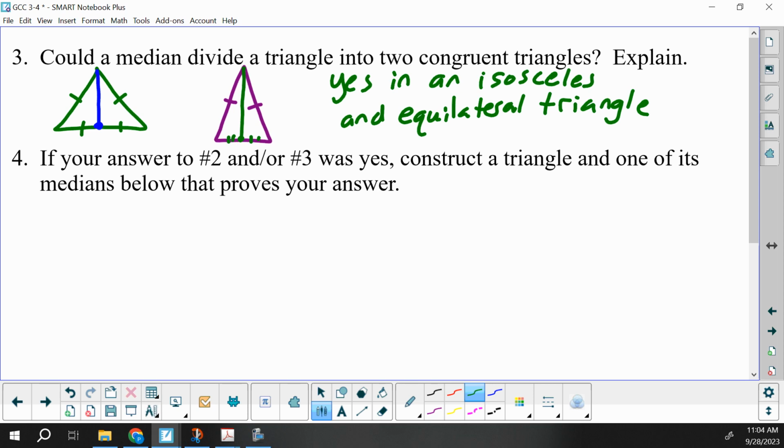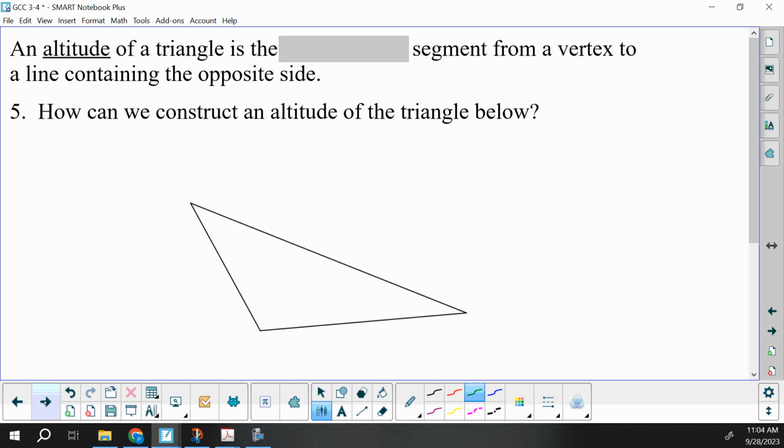Isosceles, again, is when there's two congruent sides. Equilateral is if all three sets of sides are congruent. We're going to skip question 4, and we're going to go down to the bottom to our second thing we're going to look at today, which is the altitude of a triangle.